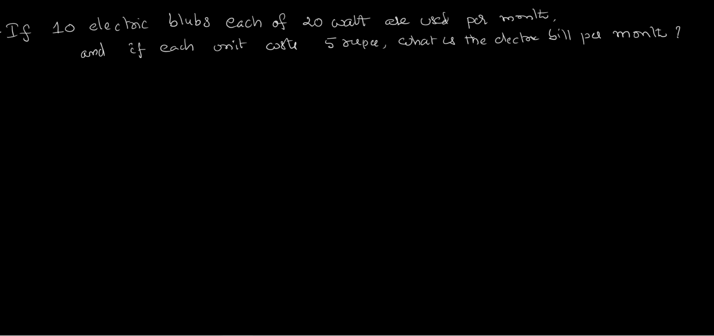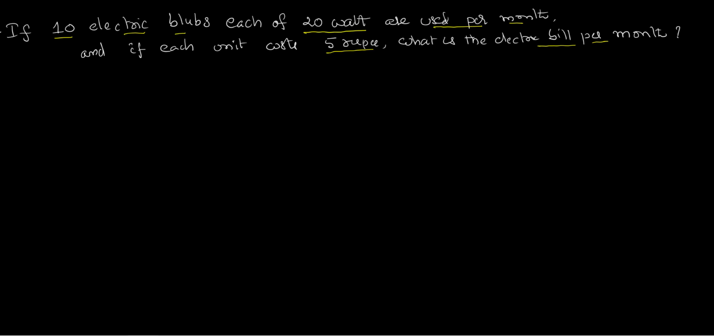Here in this problem, it is given that there are 10 electric bulbs, each one having a wattage of 20 watts. They are used per month, and if each unit of electric energy costs you 5 rupees, what is the total electric bill per month for that house? That is the question that has to be answered.